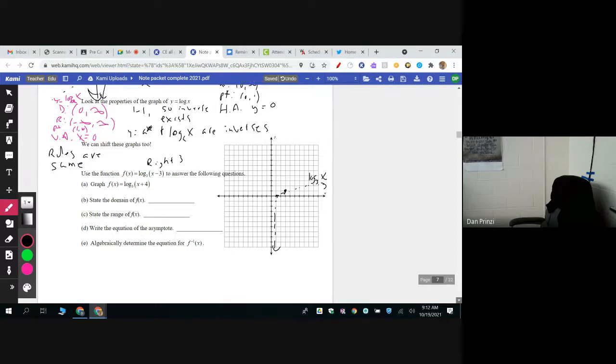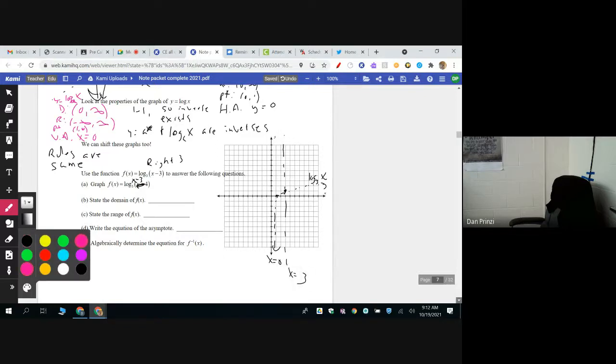So now, oh, wait a minute, this should say x minus 3, that's a typo, I apologize. Okay, to the right 3. So, by the way, your vertical asymptote is x equals 0. The first thing I would do is move my asymptote. What's your new asymptote going to be? David? X equals 3. Yeah, 1, 2, 3. So now my asymptote is x equals 3.